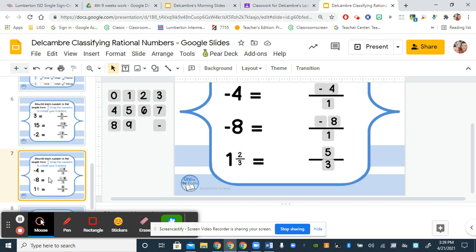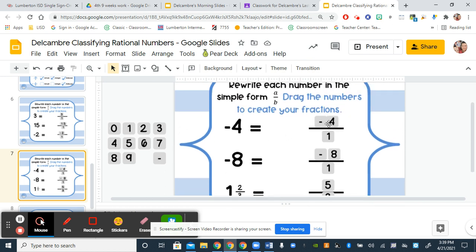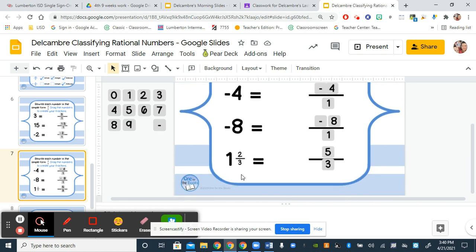So if I look at the next page, -4 would be -4 over 1, -8 would be -8 over 1. And 1 2/3, that's a mixed number, so I need to make it an improper fraction. So I multiply your denominator times your numerator, then add your whole number, which gives me 5. And I keep the denominator the same, which is 3.